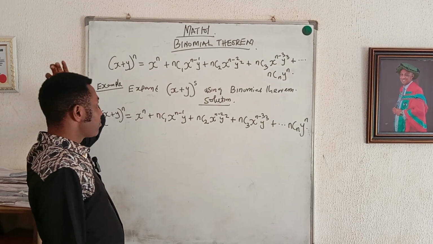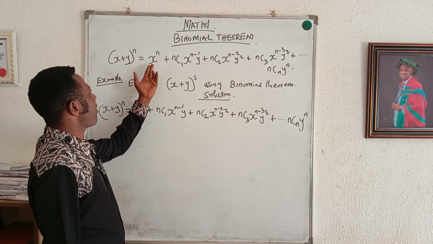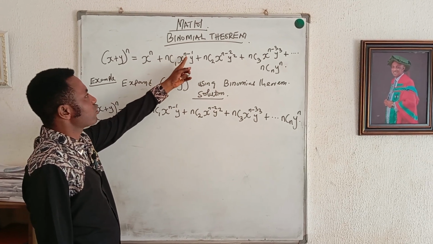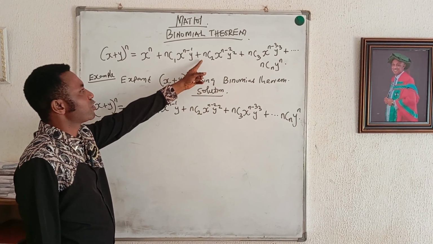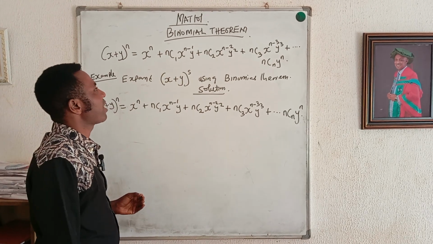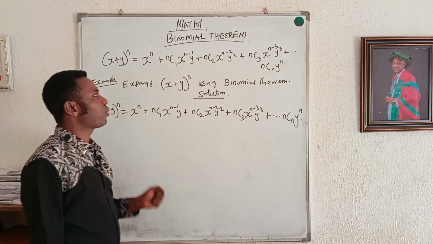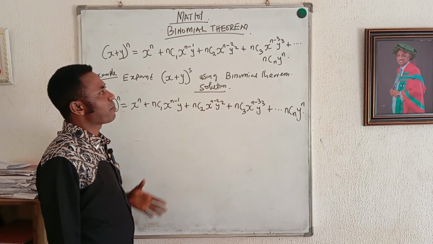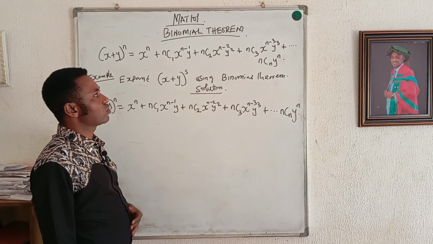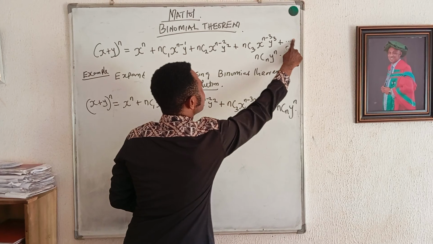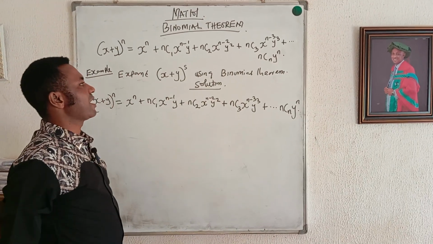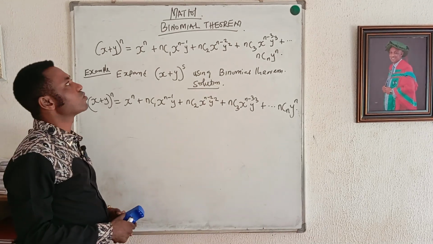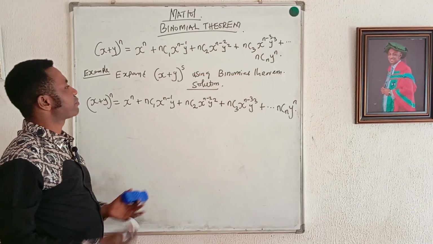Now look at this. They say (x + y)^n equals x^n plus nC1 x^(n-1) y plus nC2 x^(n-2) y^2, then plus nC3 x^(n-3) y^3, plus... sorry, it's 3 dots, nCn y^n. So this is a formula or a model that we can use in solving any expansion problem.